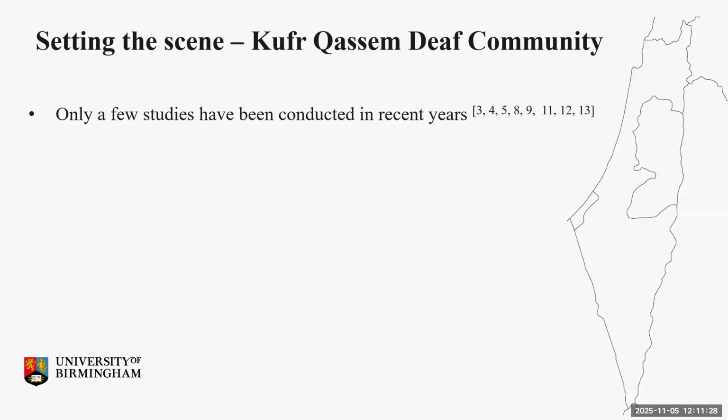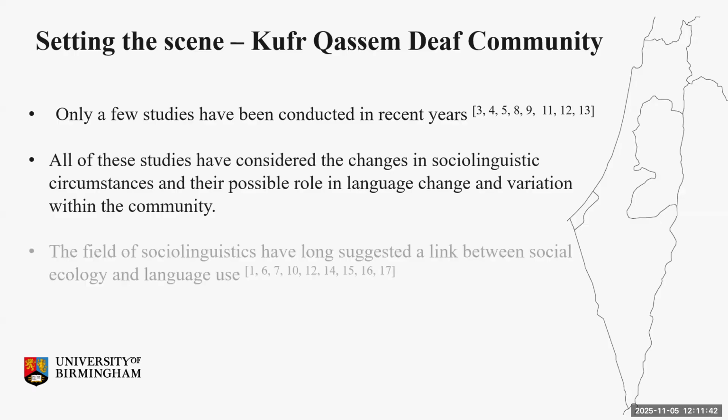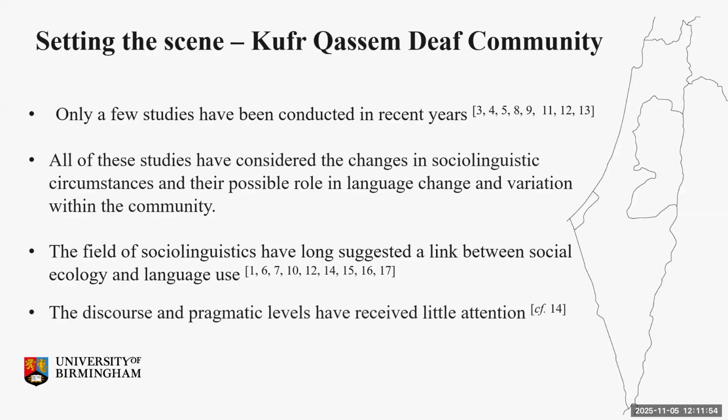But despite this really interesting sociolinguistic circumstances, only a few studies have been conducted in recent years. And all of these studies have considered the changes in the sociolinguistic circumstances and how they influence language use. And this is not based on nothing. The field of sociolinguistics have long suggested a link between social ecology and language use. But the discourse on the pragmatic levels have received very little attention. And so this is what we're doing in this study.